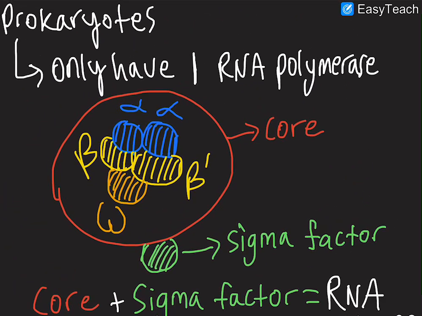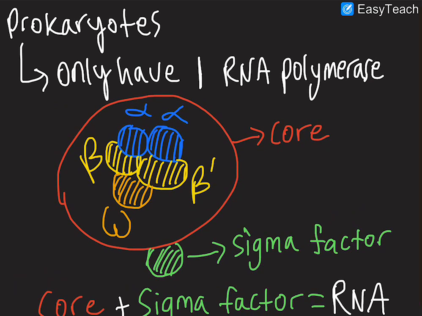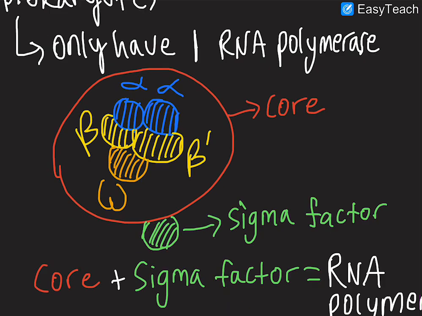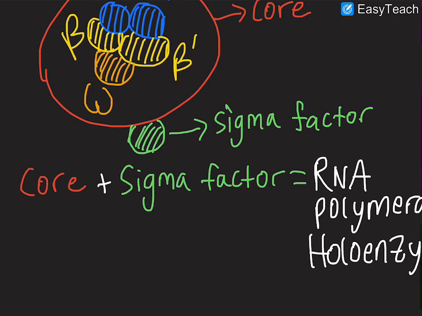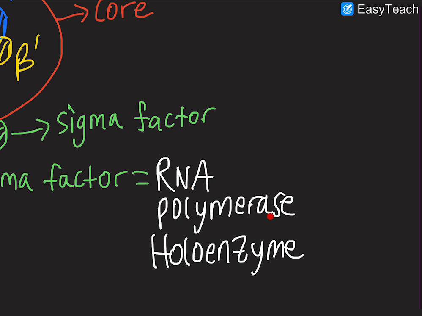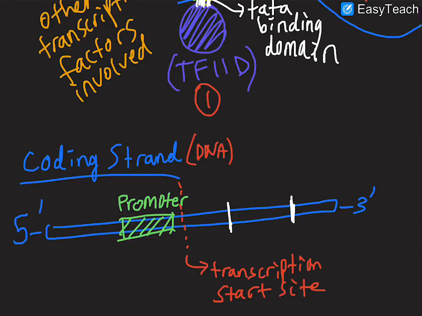It's just important that we know that prokaryotes have one RNA polymerase enzyme. It's made up of two alpha subunits, beta, beta prime, and omega subunit. It also has a sigma factor, and if you combine the core enzyme and sigma factor, you get the RNA polymerase holoenzyme. So let's dive a little deeper.